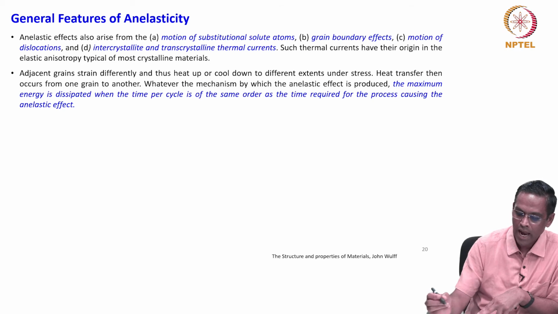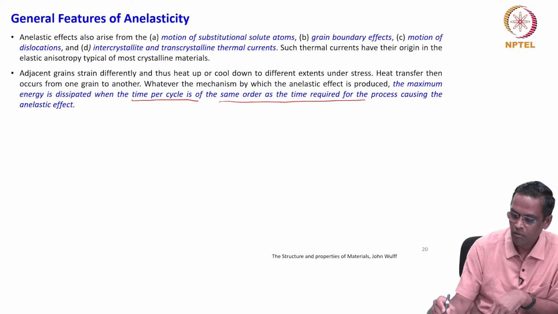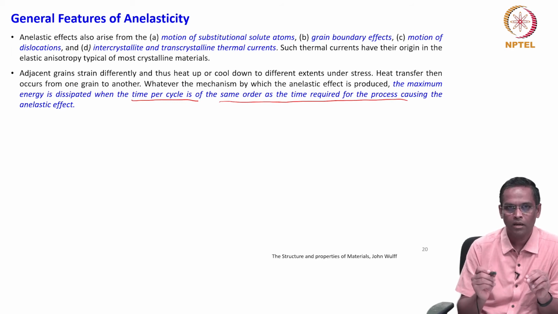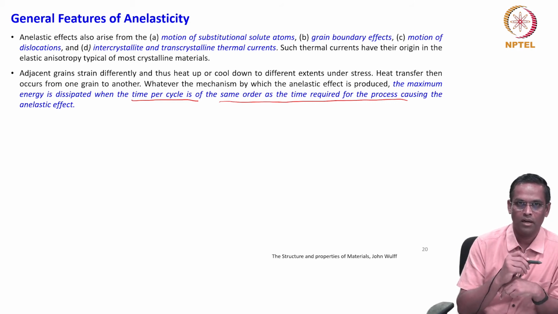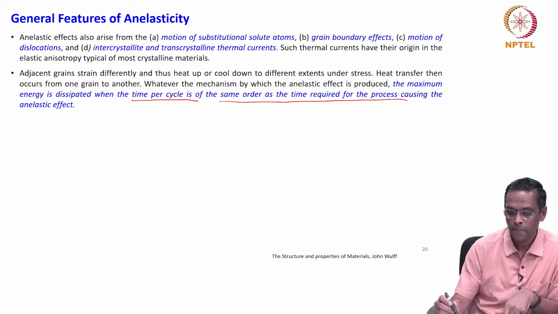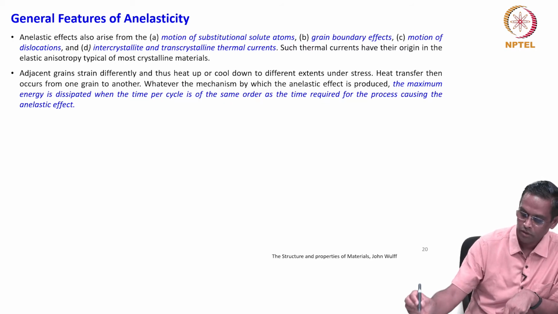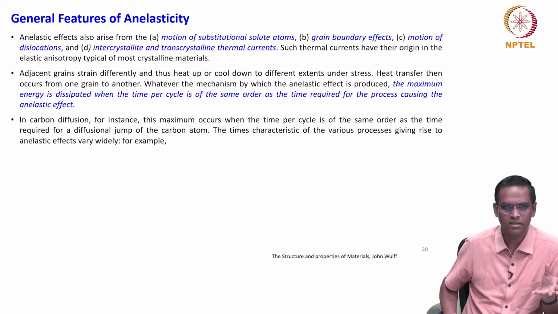Whatever the mechanism by which the anelastic effect is produced, the maximum energy is dissipated when the time per cycle is of the same order as the time required for the process causing the anelastic effect. Very important. It looks a little confusing, but when we look at a concept like relaxation time, this statement will become much more straightforward. The time per cycle should be of the same order as the time required for the process causing the anelastic effect. So very important ideas. We have to relate this to physical events, then it is interesting. Otherwise, it looks like just text.